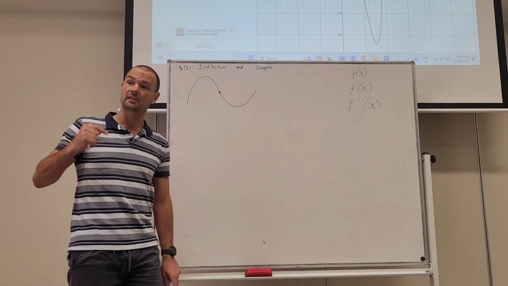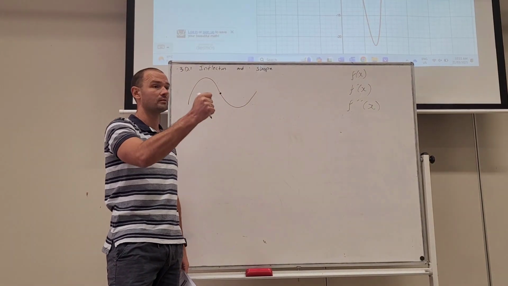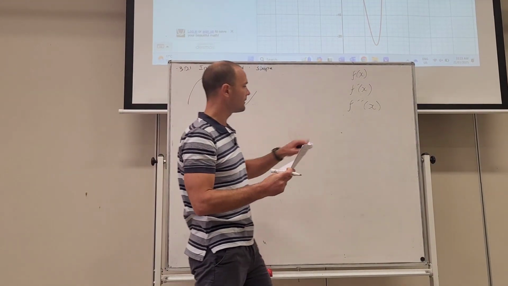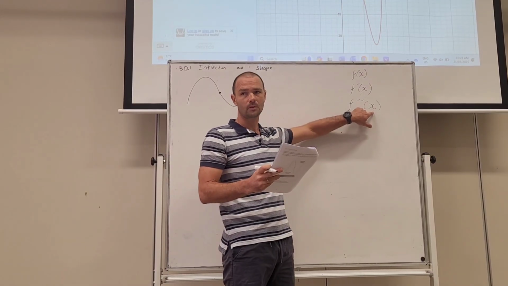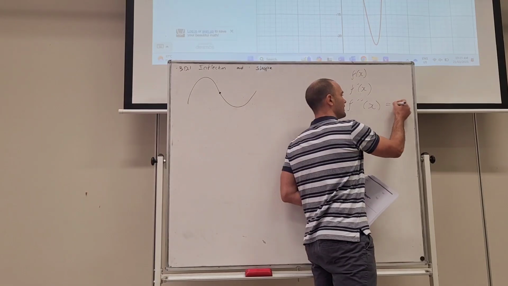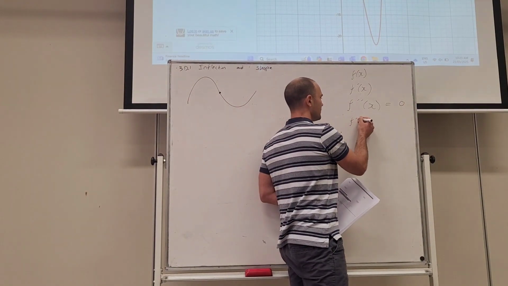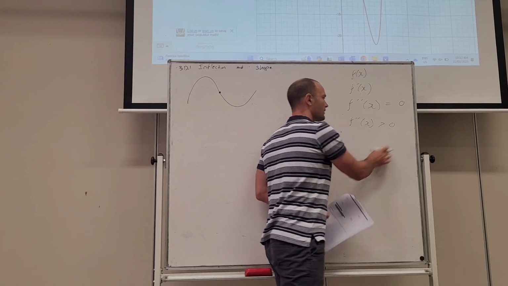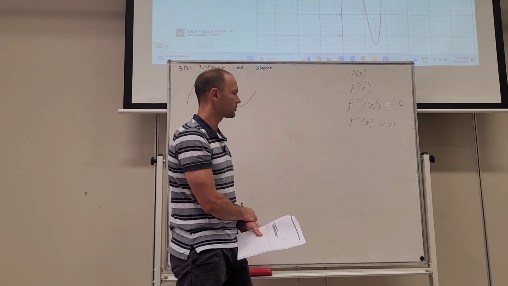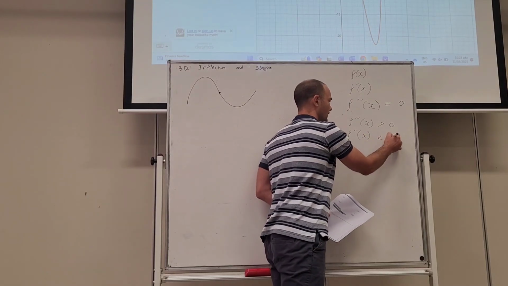So we're going to be drawing sign diagrams of the second derivative as well today, because the second derivative reveals to us where points of inflection occur. So a point of inflection occurs when the second derivative is equal to 0. If the second derivative is positive, so if the sign diagram is positive, the function is concave up. And if the second derivative is negative, the function is concave down.